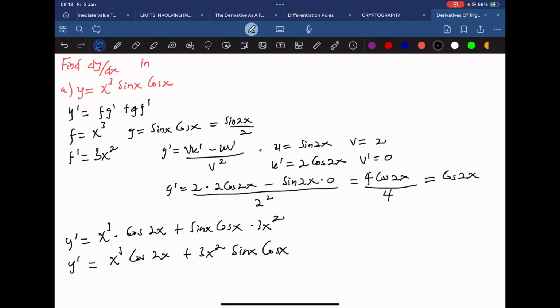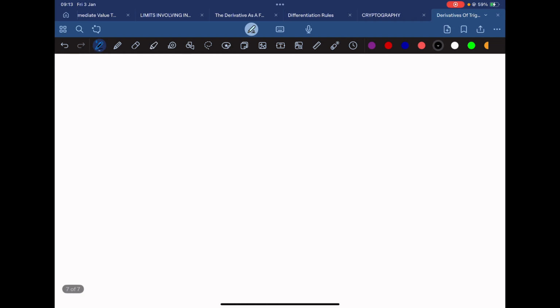Now let's look at another question. Let's say we have b. We have y equal to sine of x plus cosine of x multiplying secant of x. Now in this question, which one do we think we should use? Do we use product rule? This to be our f, this to be our g? Which one do you prefer?